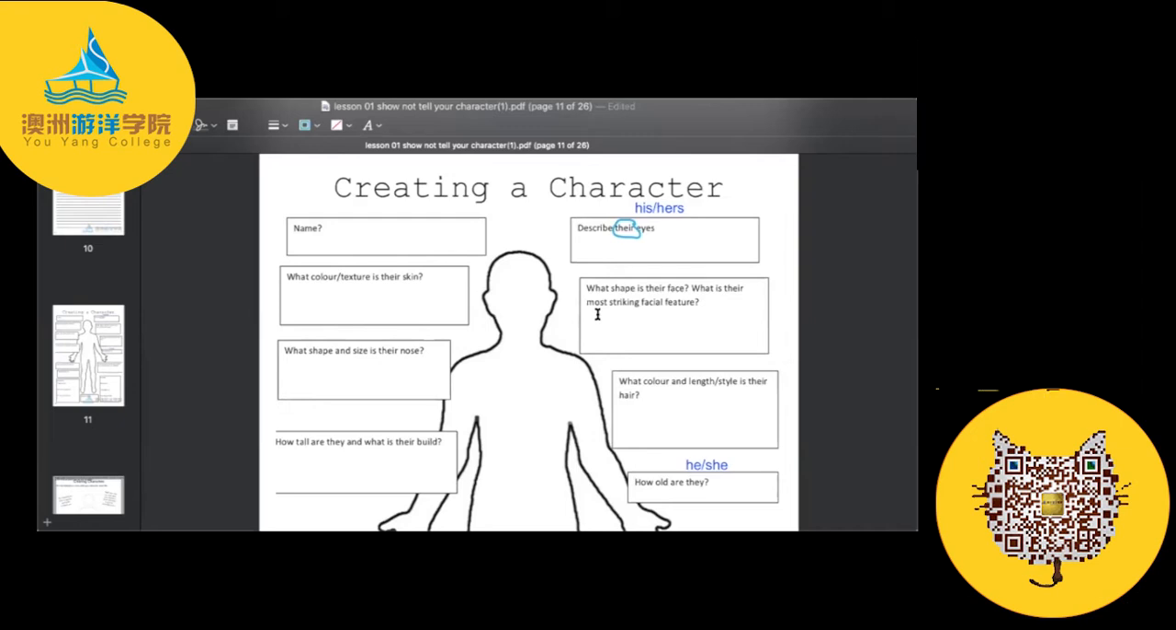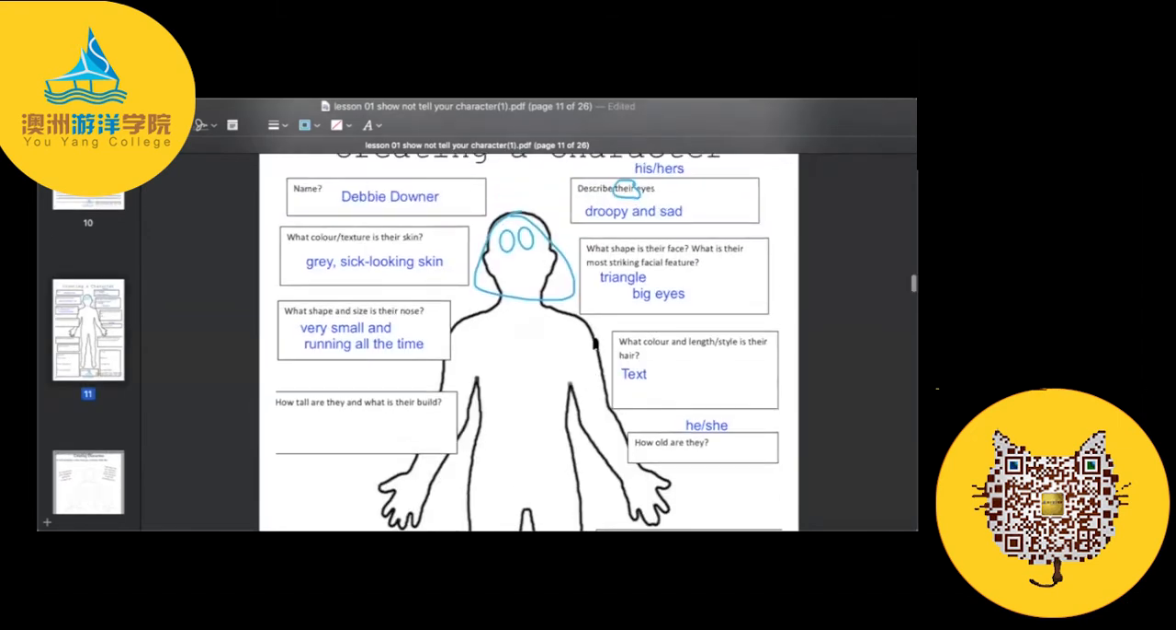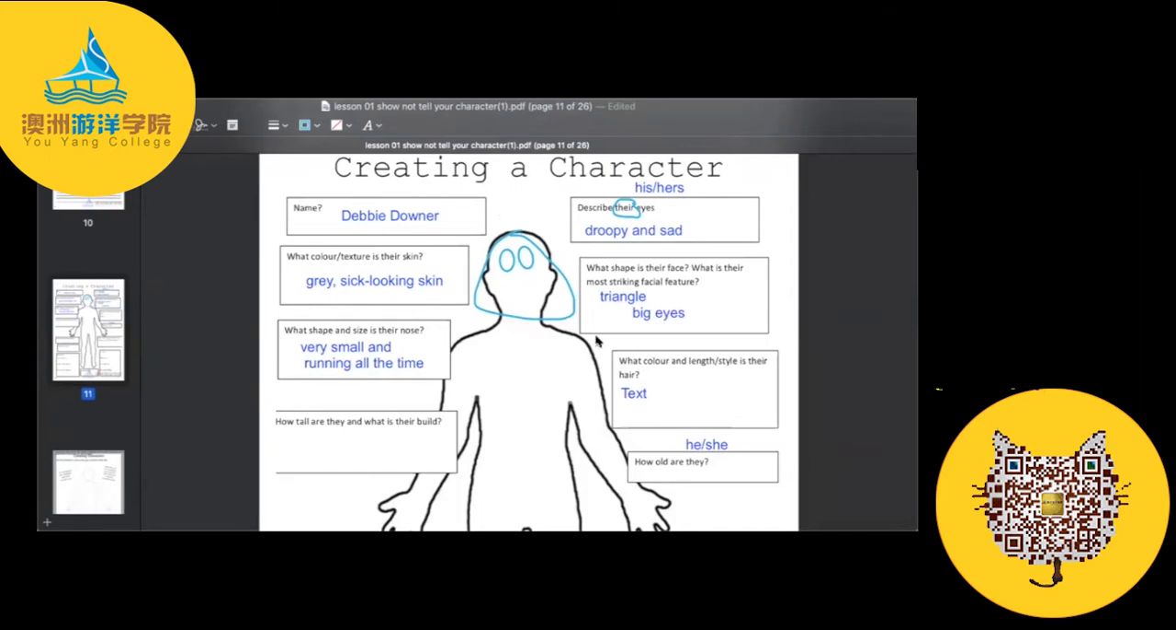Yeah, so Mirabelle, with the face thing, if I wanted to explain how happy my character was and they had a round face, I could say, their round face lit up with a giant smile. Great.